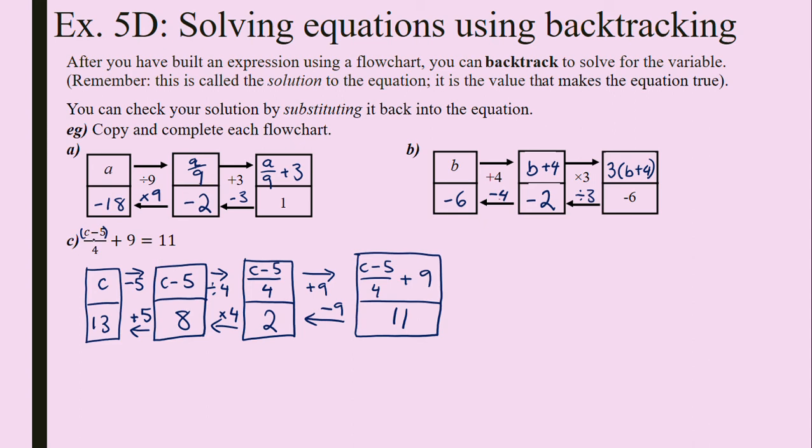We can substitute that to check. 13 minus 5 is 8. 8 divided by 4 is 2. And 2 plus 9 is in fact 11. So we know that C equals 13.